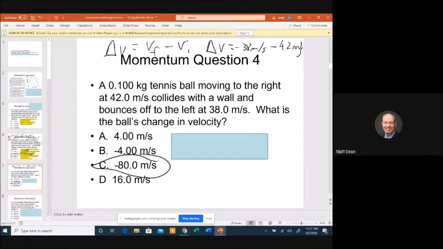That kind of thing, people always forget that part right there, and how the negative 38 needs to come into play. That's critical.